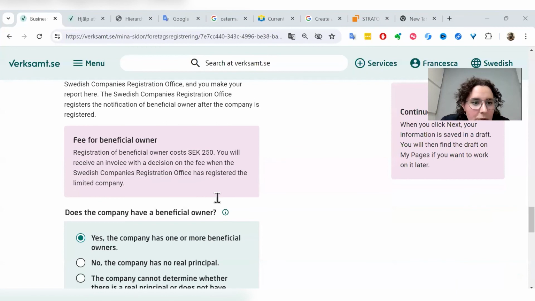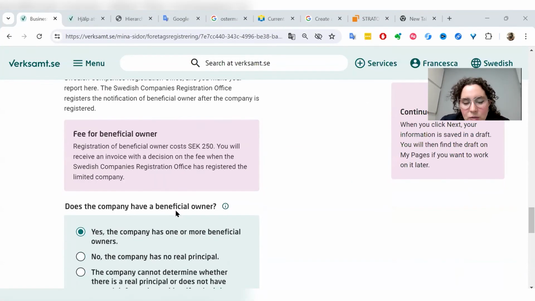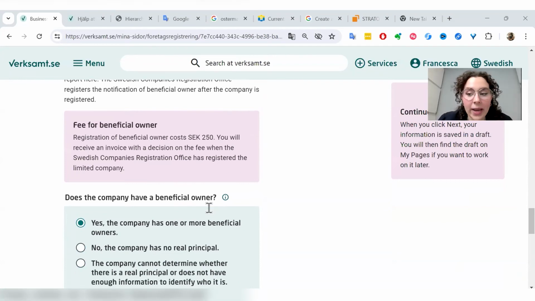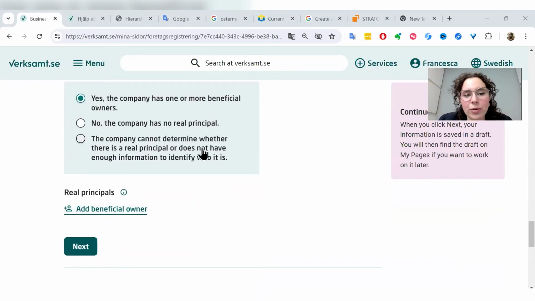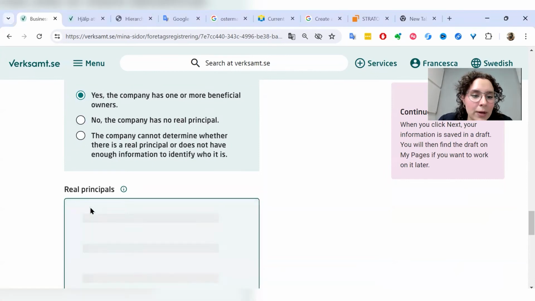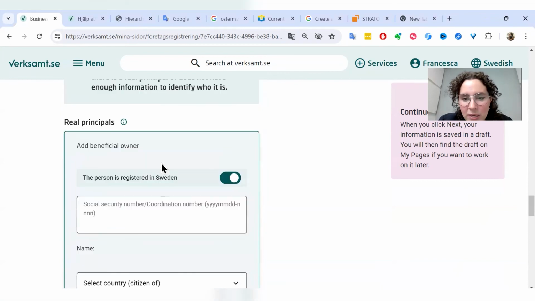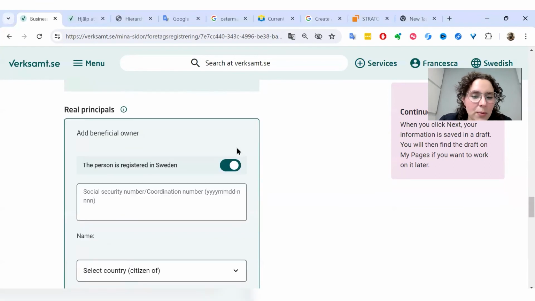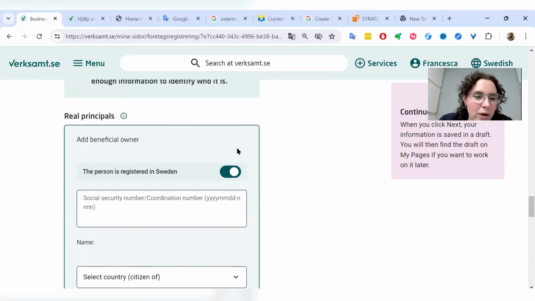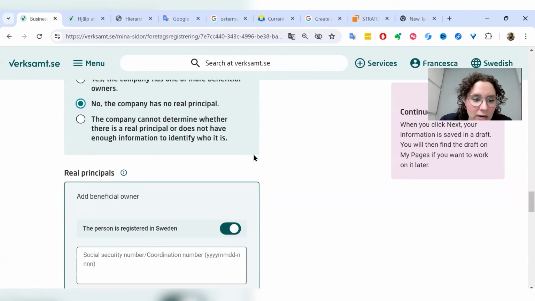All right, so then you get to the notification of beneficial owner. And again, usually this is the person who's going to have to do a lot of the signing and the mobile bank ID logging in and things like this. So yes, the company has one or more. And usually you can add here what the beneficial owner is. If I go there, I can register everything that has to do with this person. In this case, just to save time, I'm going to say no, the company has no real principal and no real beneficial owner. And this typically means that you have to go through the board. Everyone has to sign in the board.